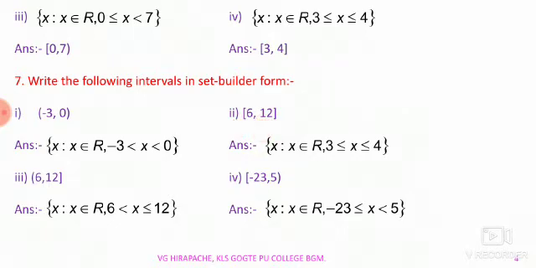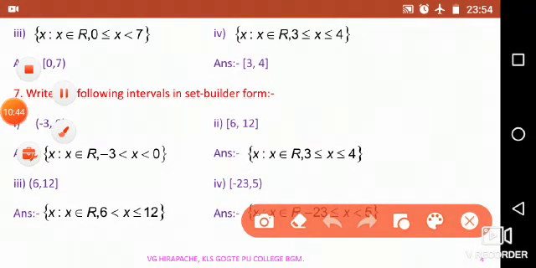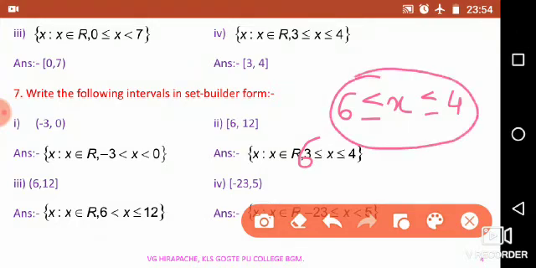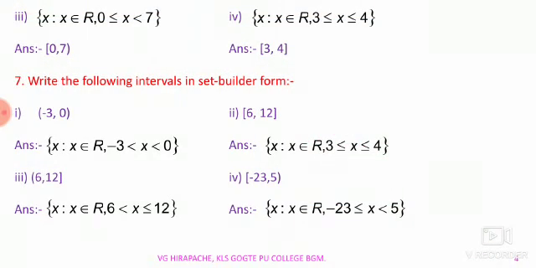inclusive. Dear students, there is one mistake here. It should be written 6 less than or equal to x less than or equal to 12. Therefore, this type of form is called the set builder form. We have been given the interval, and we are going to write it in set builder form.